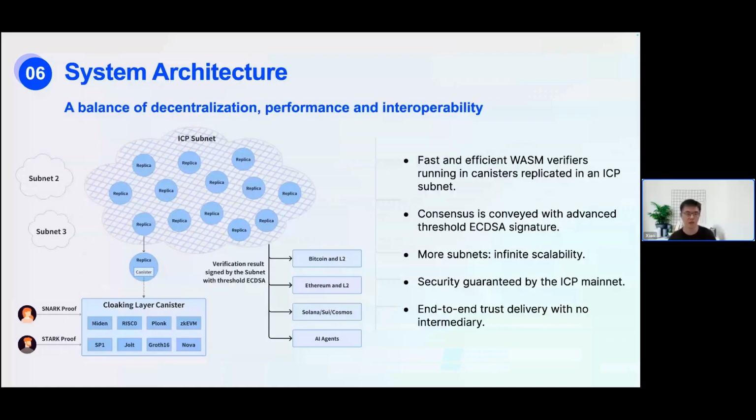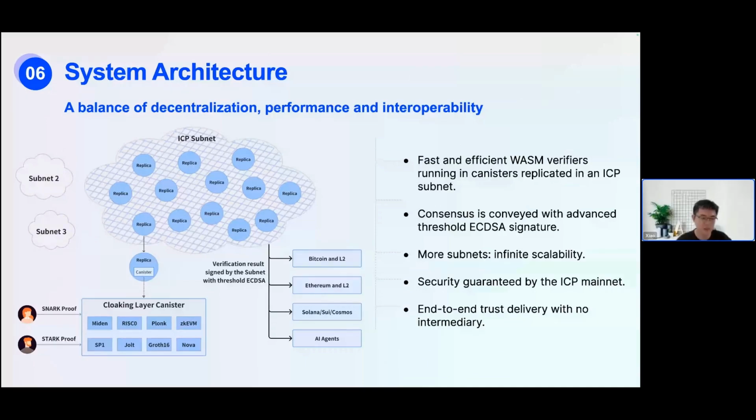Okay, so here is a high-level system architecture of Cloaking Layer. Basically, we have struck a balance between decentralization, performance, and interoperability in ICP. What we're seeing right now in the center of this diagram is the ICP subnet. We see all these nodes or replicas within this subnet, and within each replica, we have our application or verifier canister. This canister is basically the Cloaking Layer canister. It holds several different zk system verifiers within the same canister.